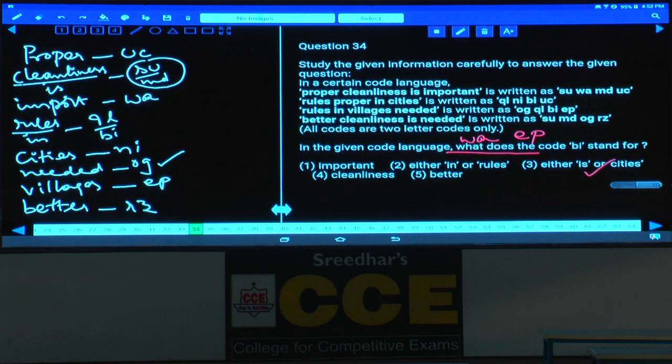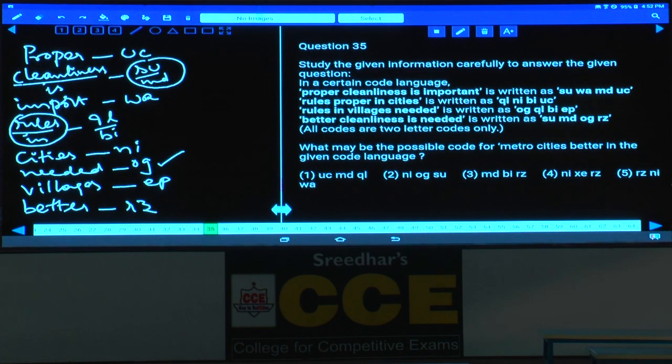Then question number 34. In the given code language, what does the code BI stand for? Now this BI stands for either rules or in, either in or rules, that is choice 2. Then question number 35. What may be the possible code? Now may be possible means it is not a definite code. Metro, cities and better. What is the code to the word better here? RZ. And cities is NI. NI and RZ must be in the codes, hence choice 1 cannot be your answer, choice 2 cannot be your answer, and choice 3 also cannot be your answer, and it is either choice 4 or choice 5.